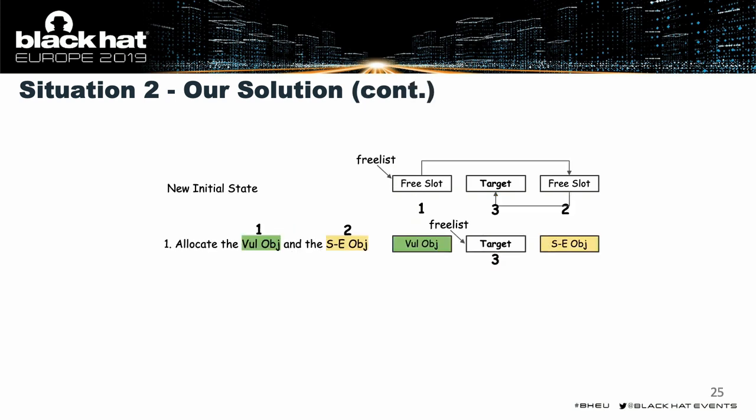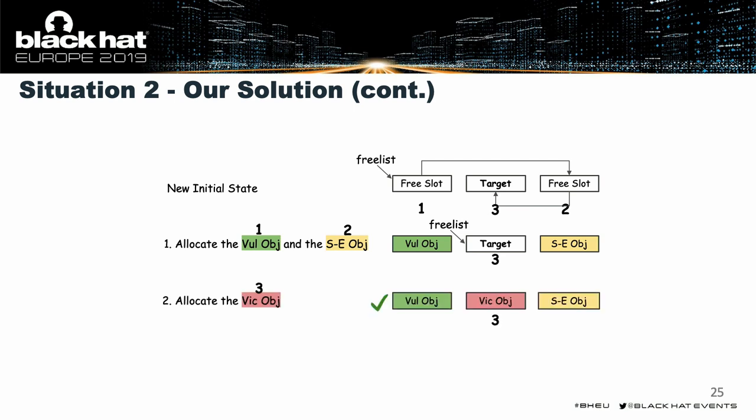With this new order, we allocate the vulnerable object to the first slot and the side effect object to the second slot. This time, the target slot is untouched because it is the third slot in the list. We allocate the victim object to possess the target slot and obtain the desired layout.